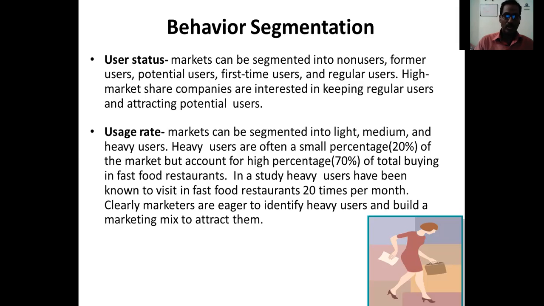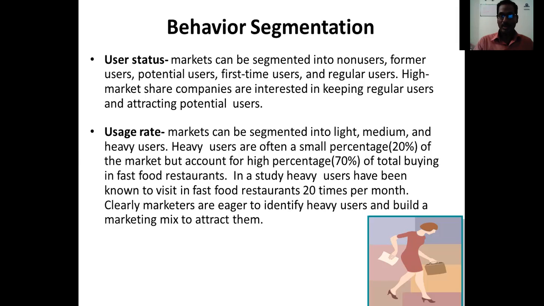Then usage rate. Markets can be segmented into light, medium, and heavy users. Heavy users are often a small percentage, about 20% of the market, but account for a high percentage, about 70% of total buying, in fast food restaurants.